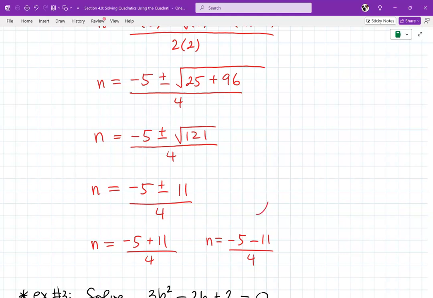I'm going to kind of move my work over here. So I'm going to get my calculator. I'm going to put negative 5 plus 11 and then divide that by 4. And I get 3 halves. And then the other one, I'm going to do negative 5 minus 11, divide that by 4. So I get n equals negative 4. Here are my two answers. Negative 4, comma, 3 halves.